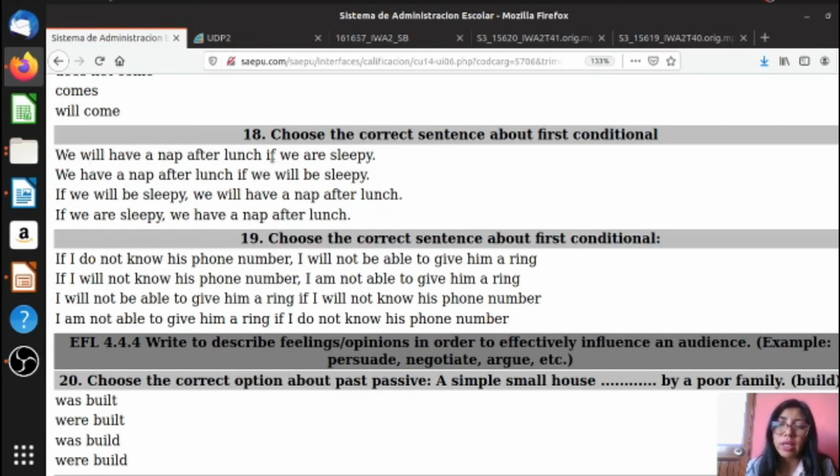Okay, and the conditional clause, I am going to use in present simple. So are is the conjugation of the verb to be in present simple. La conjugación del verbo to be en presente. If you are sleepy. So that is the correct answer. Okay, so you have to copy in your notebooks.